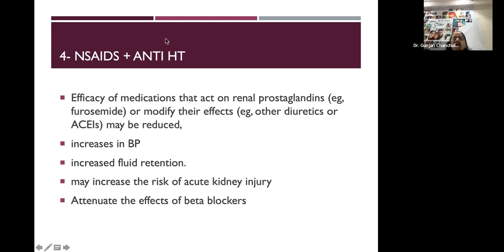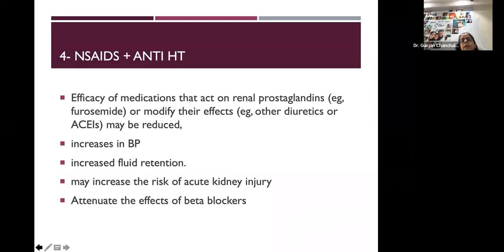Next is combining NSAIDs with antihypertensives. NSAIDs, as I told you, act on the renal prostaglandins. So the efficacy of antihypertensives which act through renal prostaglandins, that is furosemide or ACE inhibitors, will reduce when they are combined with NSAIDs, because NSAIDs are antiprostaglandins. This will cause an increase in blood pressure, increased fluid retention, and also increase the risk of acute kidney injury. But when NSAIDs are combined with beta blockers, it will also attenuate the effects of beta blockers.